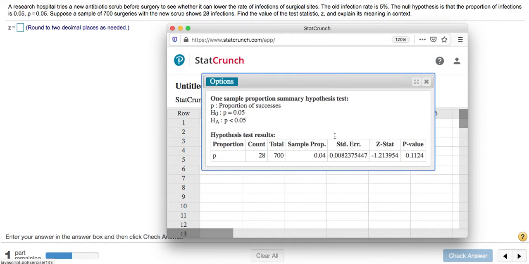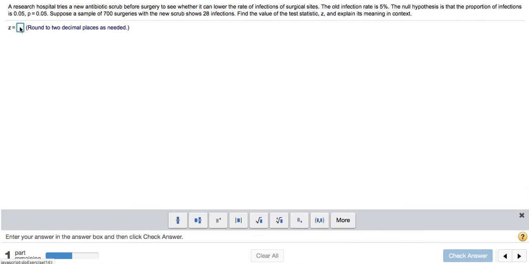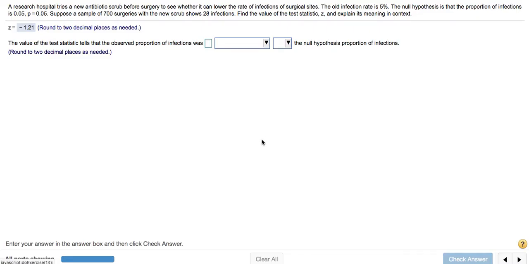All right, so here is the information from the hypothesis test. So this was the information I entered with that 4% sample proportion. It gives us the standard error, but it also gives us this z-stat, which is the test statistic. It says to round it to 2 decimal places, which is negative 1.21. So I'll enter that here, negative 1.21. I'm going to check my answer. Okay, that's correct. And now we're asked to explain this in context.